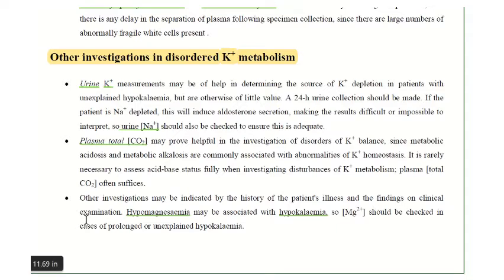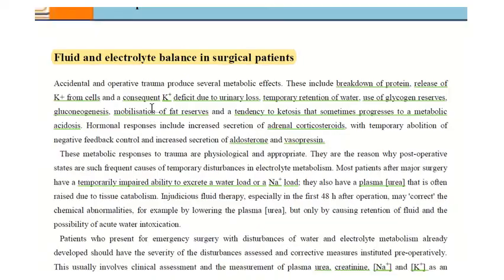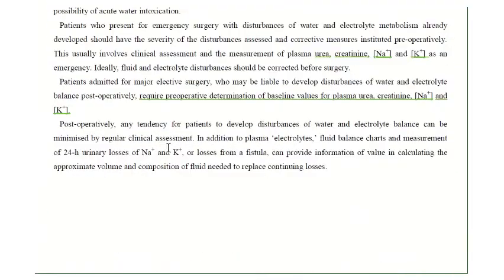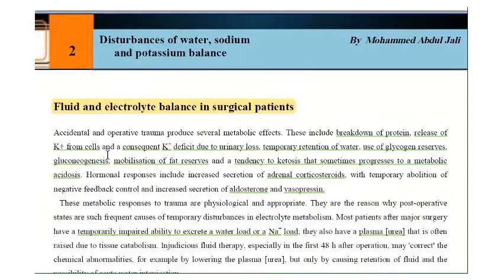Other investigations may be indicated by the history of the patient's illness and the findings on clinical examination. مثلا hypomagnesemia may be associated with hypokalemia. ولهذا المغنيسيوم concentration should be checked in cases of a prolonged or unexplained hypokalemia. وبقى الموضوع الأخير بهذا الفصل يخص fluid and electrolyte balance in surgical patients، يعني في المرضى اللي يخضعون للجراحة.